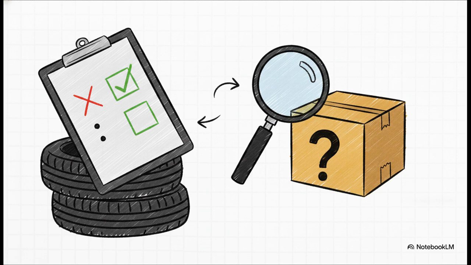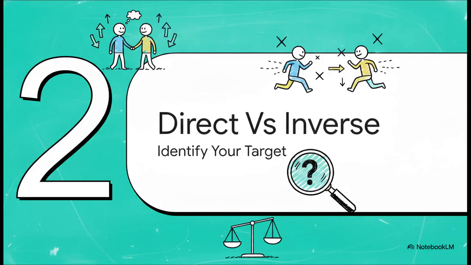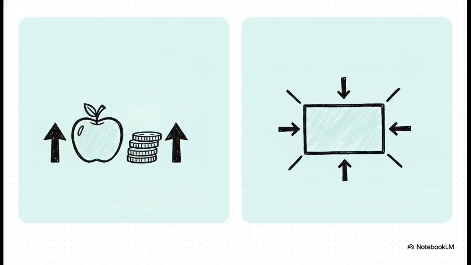Now let's hand it over to the board mentor for your first tactical breakdown. Right. Thanks for that, Sergeant. Moving on to Section 2, direct versus inverse. Let's identify your target and see how these variables actually interact in the wild. It's honestly amazing how simple this dichotomy is once you really look at it.